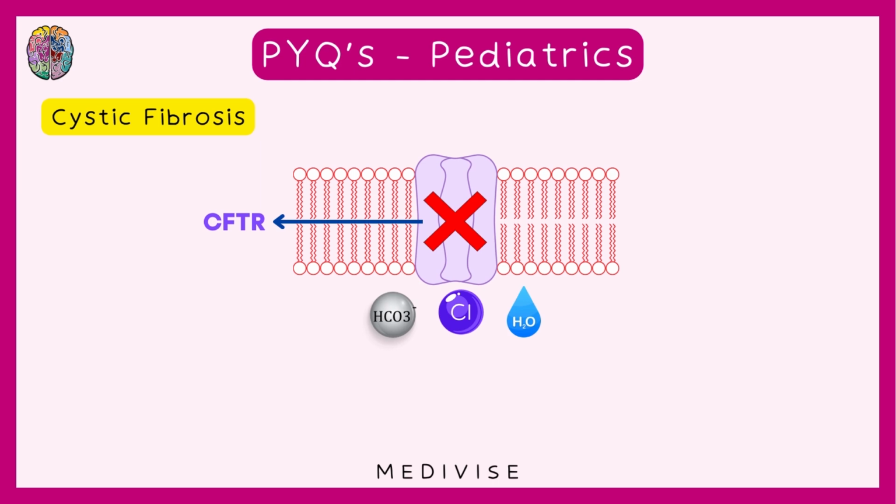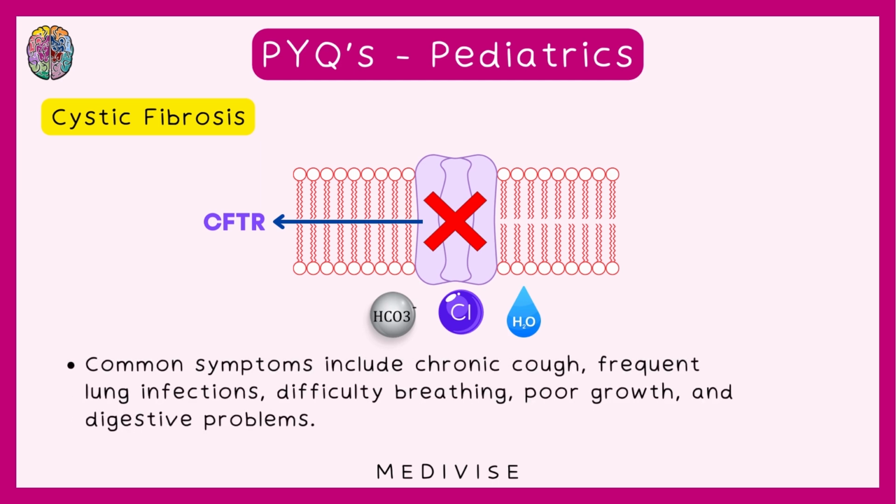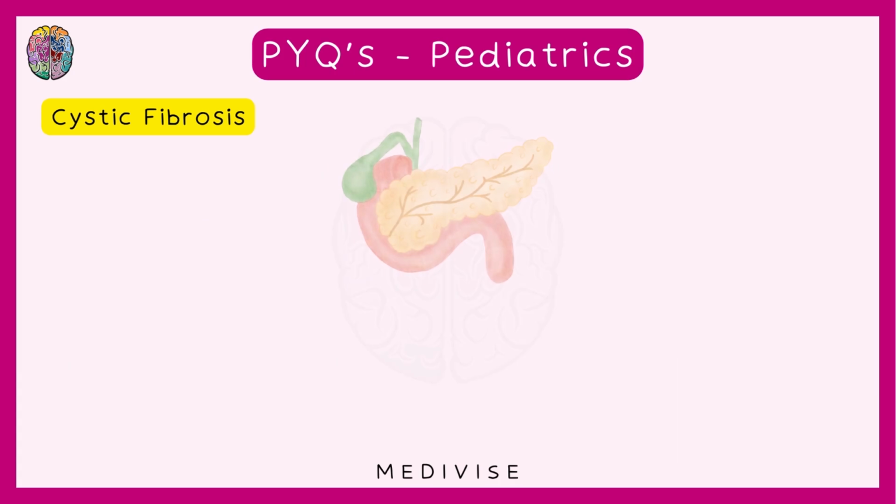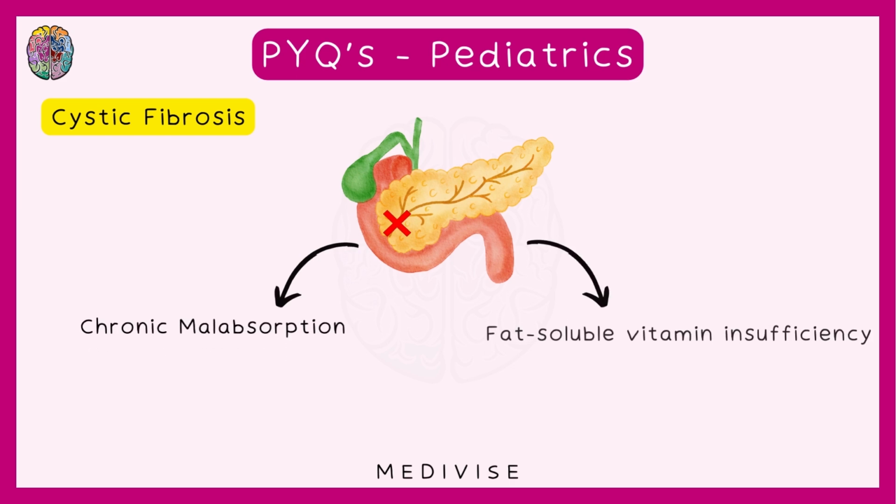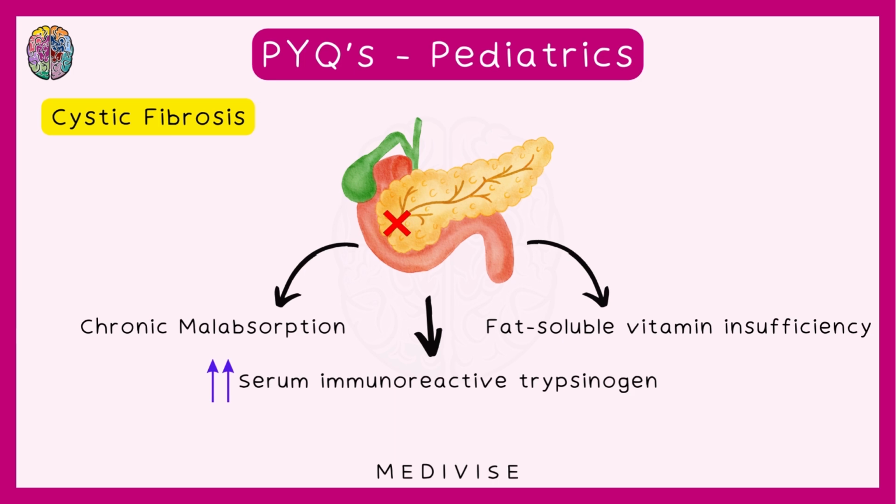As you can see, the water will not pass through, and so it will lead to production of sticky and very thick mucus. This can block a lot of ducts in the GIT and also cause problems in the respiratory pathway. So it can lead to symptoms like chronic cough, frequent lung infections, and because of that, difficulty in breathing, poor growth, and of course, digestive problems. We also see issues in the pancreas due to blockage of the duct. If the duct is blocked, it can lead to chronic malabsorption, fat soluble vitamin insufficiency, and importantly, an increase in the serum immunoreactive trypsinogen. And remember, this was in our options.